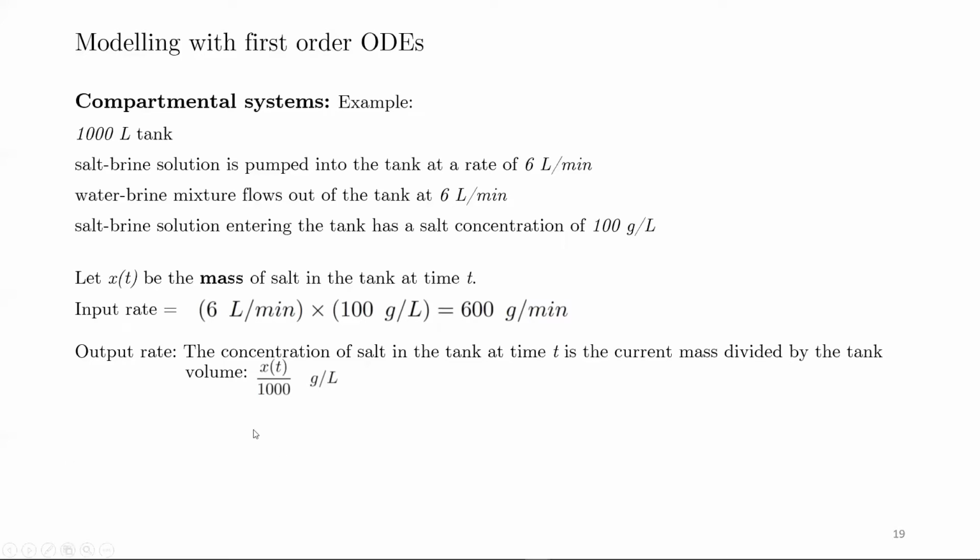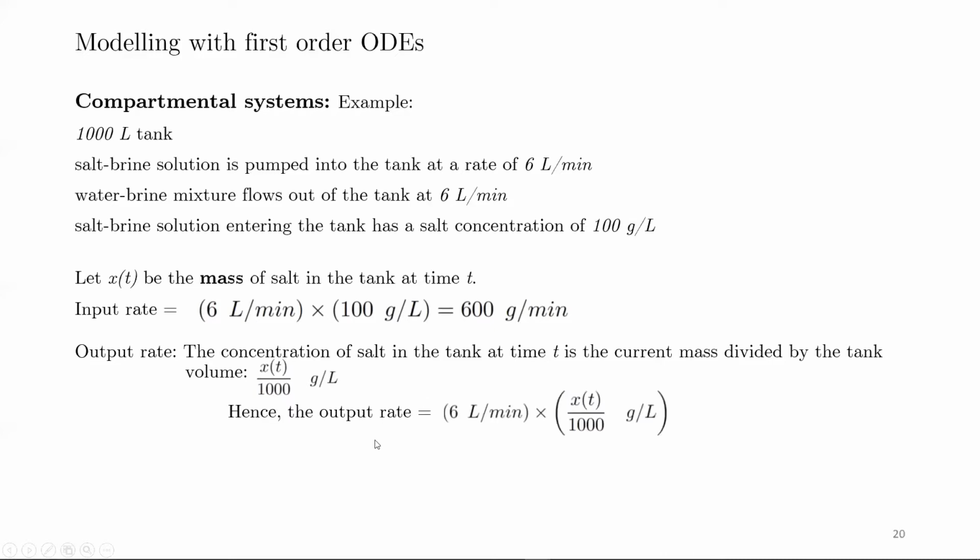But as we pump more and more salt into the tank, the concentration of salt in the tank at time t is the current mass that's in the tank divided by the tank volume. So the current mass at time t was just x of t, and then the volume of the tank was 1,000 litres. So the concentration of salt in the tank at time t is x over 1,000 grams per litre.